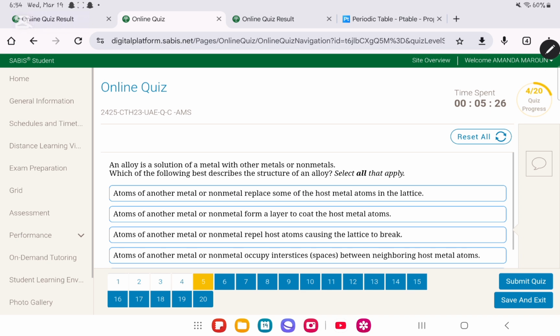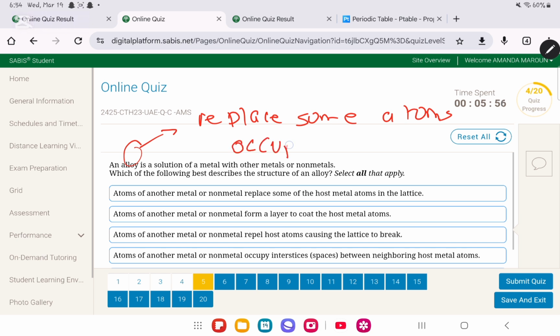Okay, we move on to question number 5. They said an alloy is a solution of a metal with other metals or non-metals. Which of the following best describes the structure of an alloy? Whenever we're discussing an alloy, you need to see 2 key terms. The first one is replace some atoms. So they will not replace all the atoms, they will replace some of the atoms. And the second one is to occupy spaces. Okay? So atoms of another metal or non-metal replace some of the host metals.